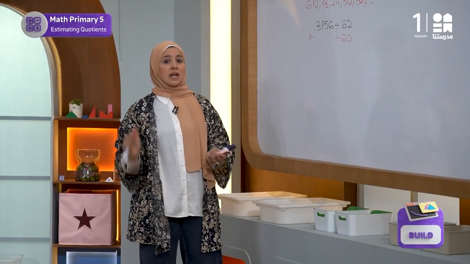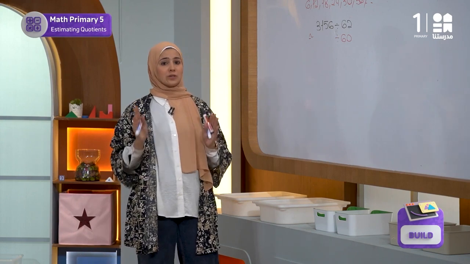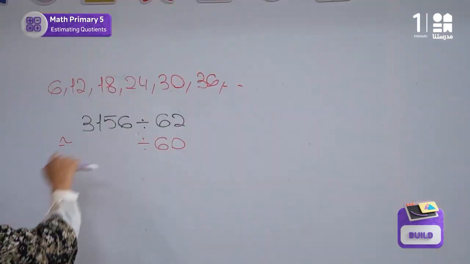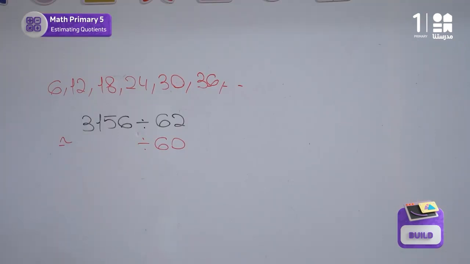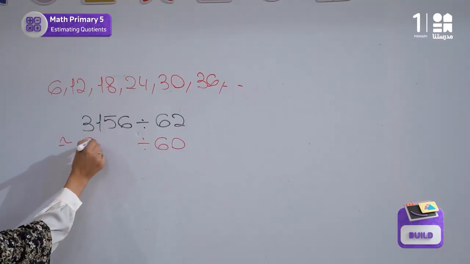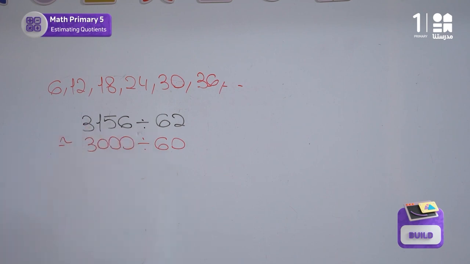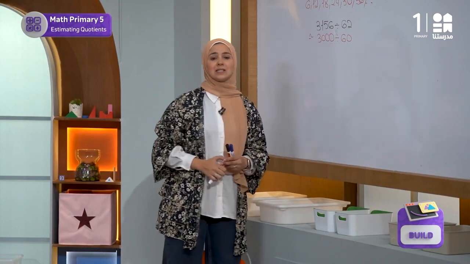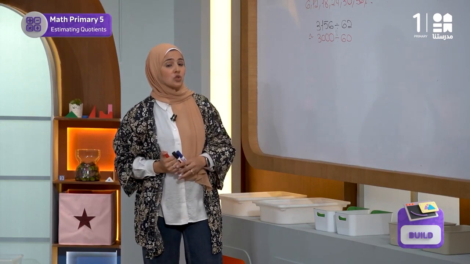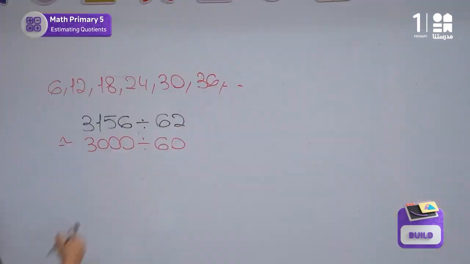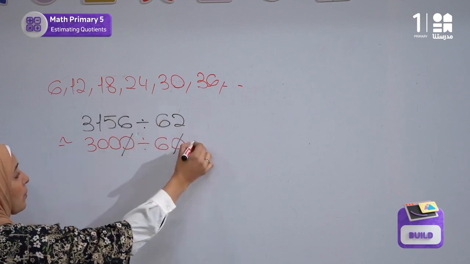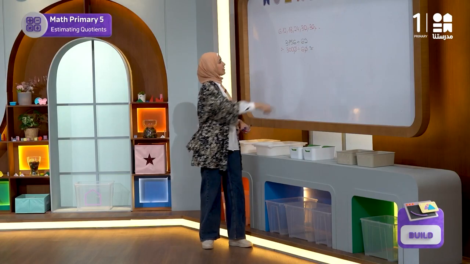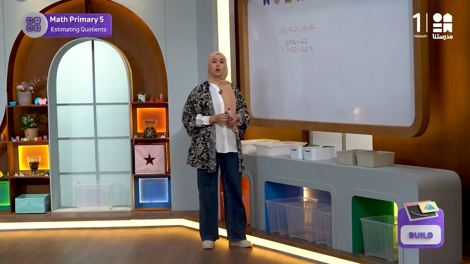Is the 30. Now, to make mental math easier on ourselves, we are going to round the dividend of 3,156 to what? 3,000. Now, we are going to divide 3,000 by 60. What is the first thing that we are going to do? We are going to remove one of the zeros from both numbers. Now, what do I have? I will have 300 divided by 6.